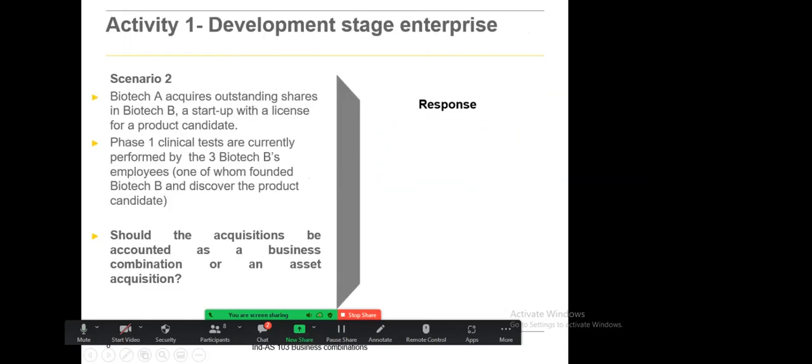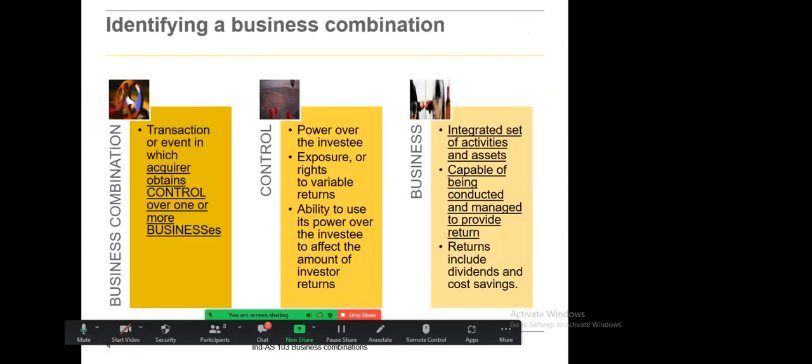So that means when you are doing a business combination, you need to first identify whether we have a business or not. If yes, it is a business, then we need to go on to whether control is there or not.